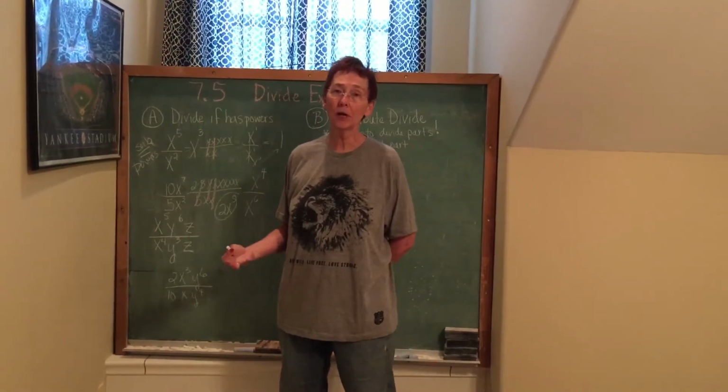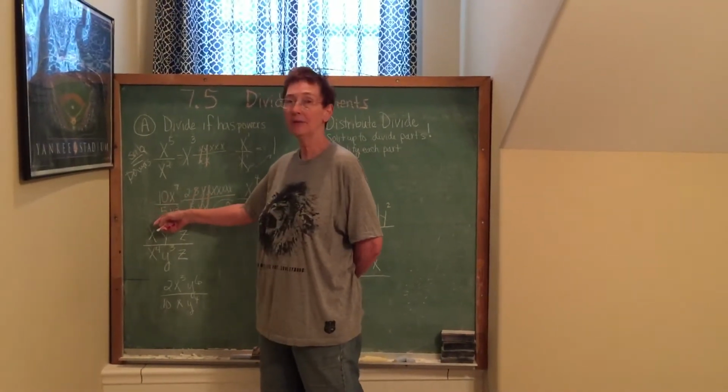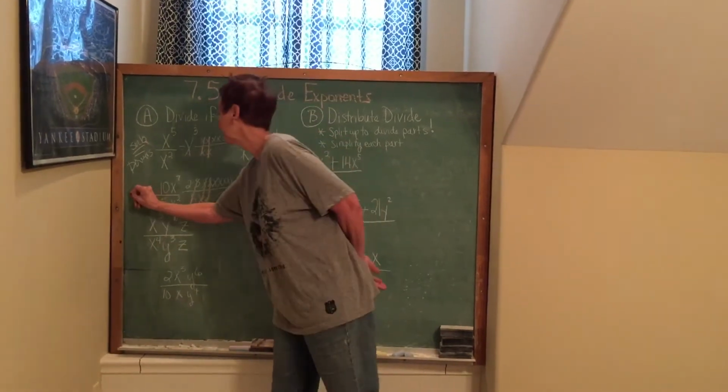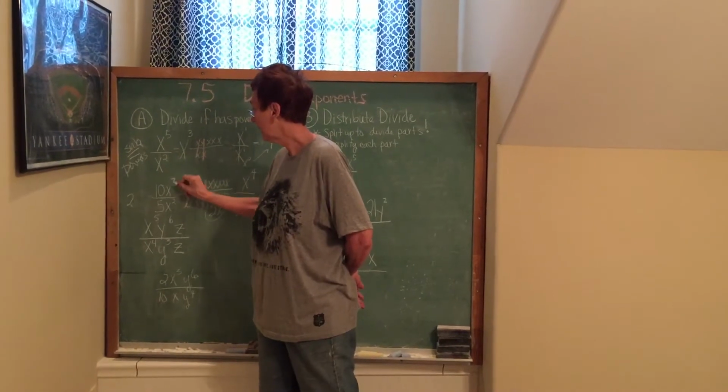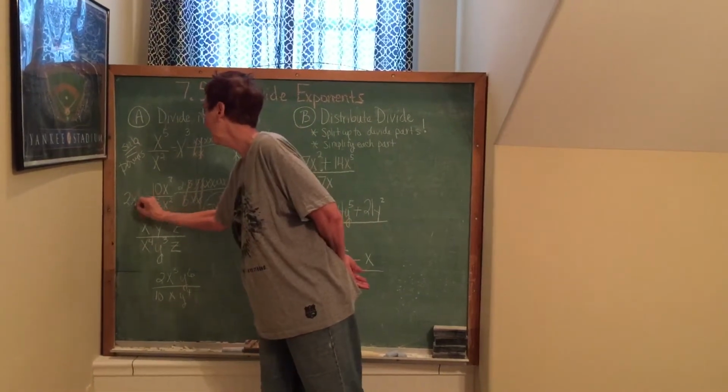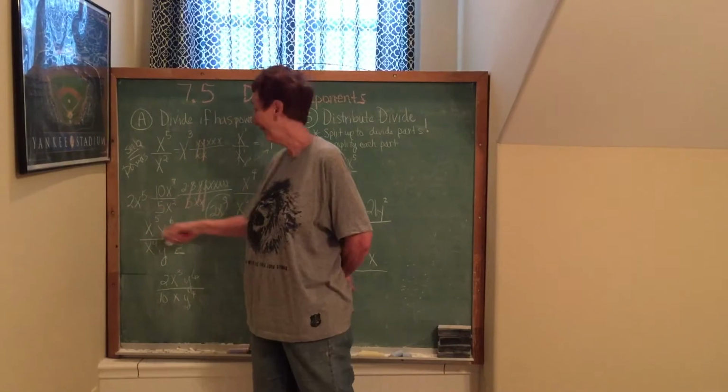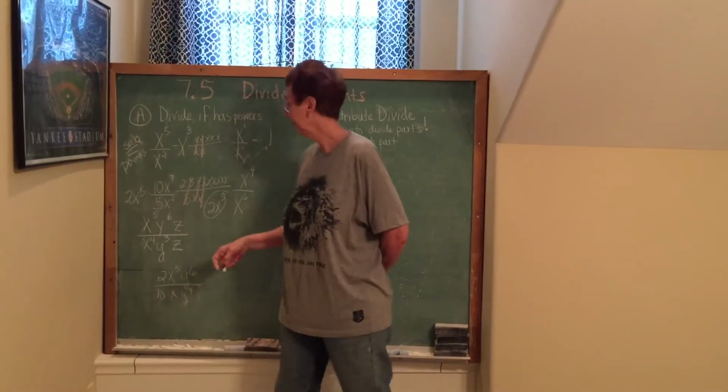If I did the shortcut, 10 divided by 5 is going to be 2. Then if I subtract my powers, 7 minus 2 would give me x to the 5th, and I got exactly the same answer. Okay?